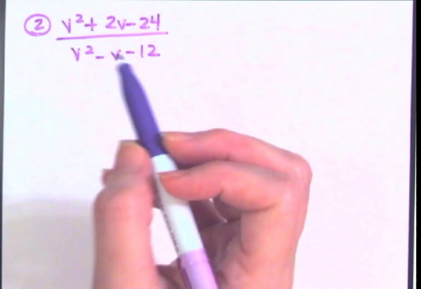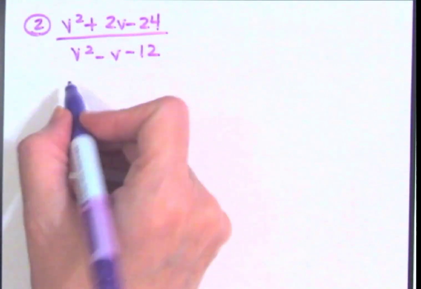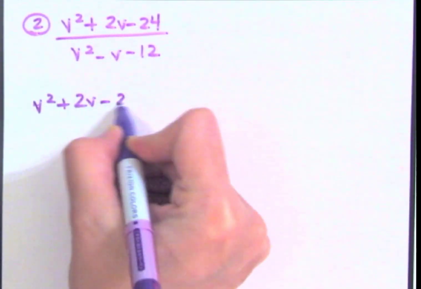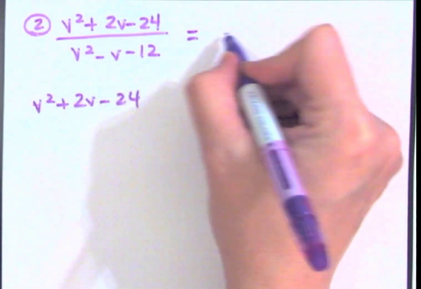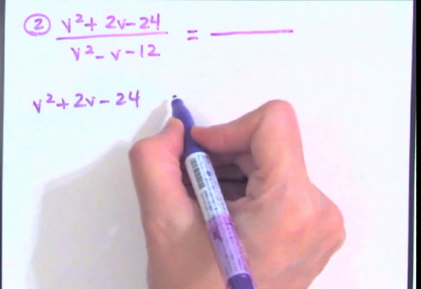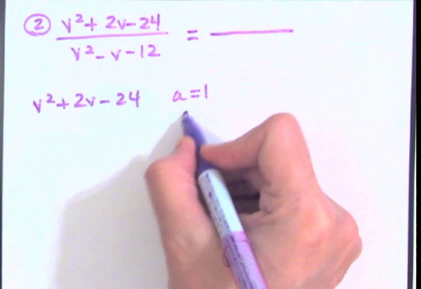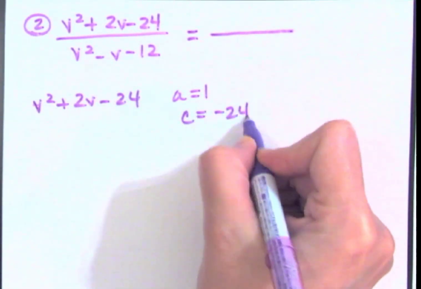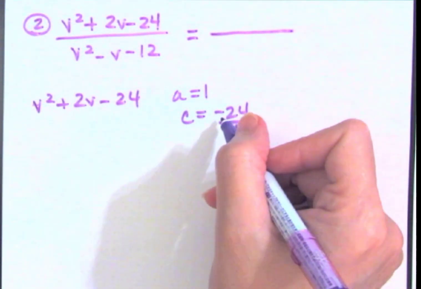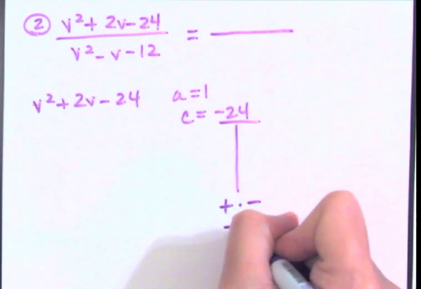Looking at number 2, we have another rational expression that we need to simplify. So we're going to factor the numerator. And we'll put our result up here once we factor. And again, since my A is 1, I only need to look at C. So I need factors of negative 24. Since that is a negative, they need to have different signs. Positive times a negative or a negative times a positive.